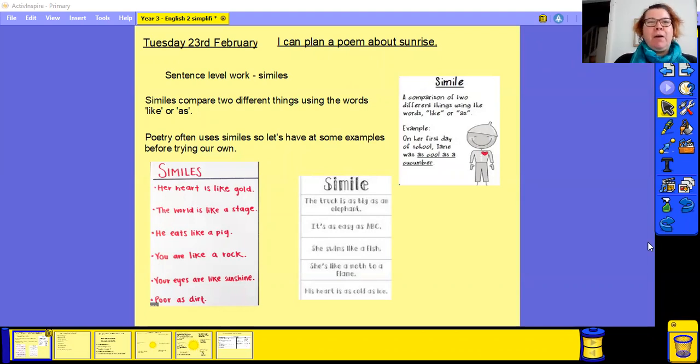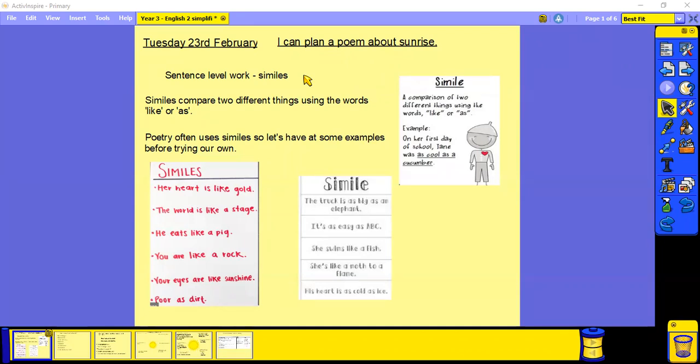So let's start by writing the date, Tuesday the 23rd of February, and underlining, and then the learning objective: I can plan a poem about sunrise, and underlining. So today's sentence level work, we're going to look at similes. Similes are where you compare two different things using the words like or as, and we use them all the time. Poetry often uses similes, and we're going to have a go at some examples in a minute.